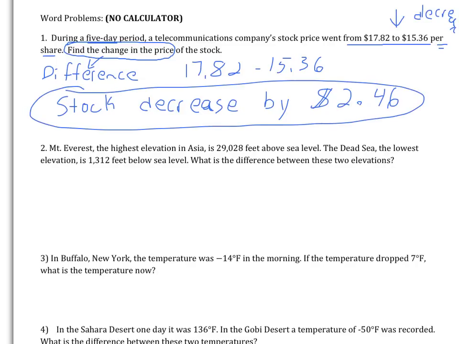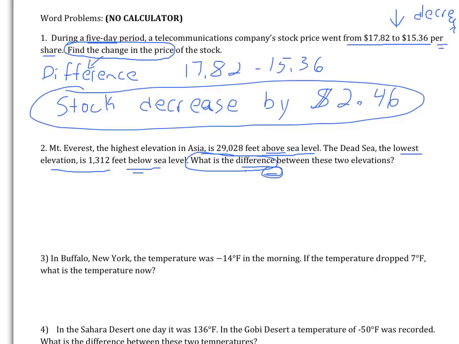Okay, number 2. The highest, Mount Everest, the highest elevation in Asia, is 29,028 feet above sea level. The Dead Sea, the lowest elevation, is 1,312 feet below sea level. What is the difference? Okay, that's what it's asking. What is the difference between these two elevations? Now, difference, we should know, means to subtract. So as I'm reading that, I'm going to put a little subtraction by difference. That's picking out the operations.